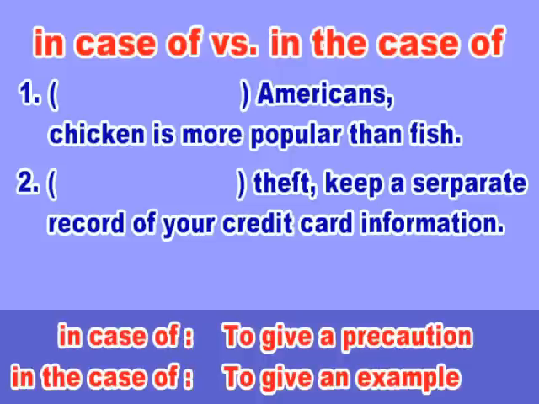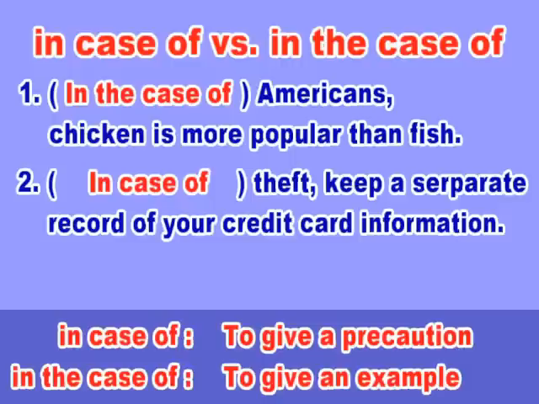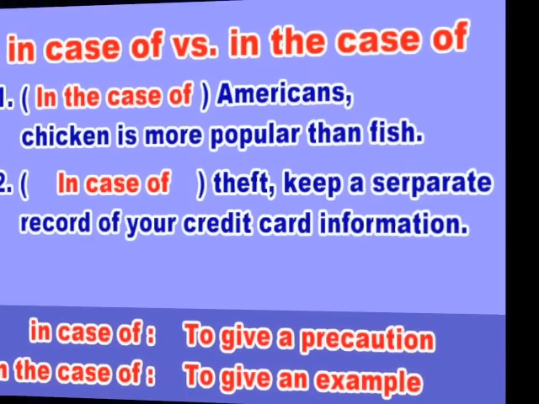Okay, our first one, in the case of. Again, we're given an example of what Americans tend to eat. So in the case of is correct. And our second one, in case of theft. We're preparing for a possible theft in the future by now keeping a separate record of our credit card information. So for the second one, in case of is the best choice.